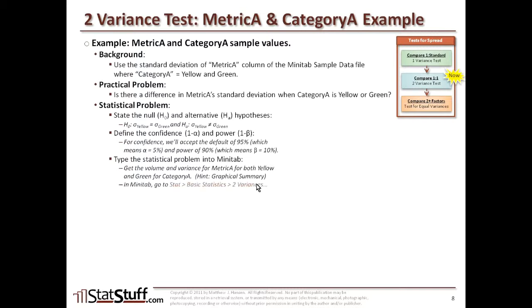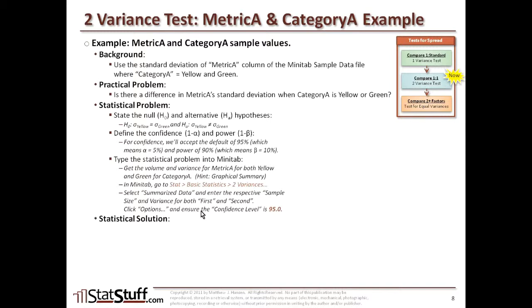So in Minitab, you go to the Stat menu and select Basic Statistics and choose two variances. And then you select the summarized data and enter the respective sample size and variance that you pulled from the graphical summary for the first and second boxes. And then you click on the Options box and ensure that you have a confidence level of 95%.